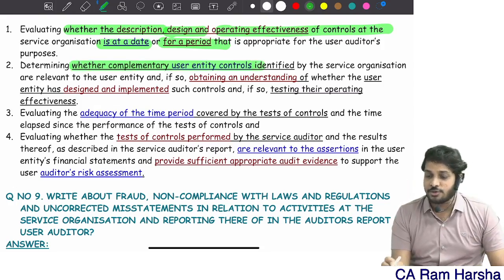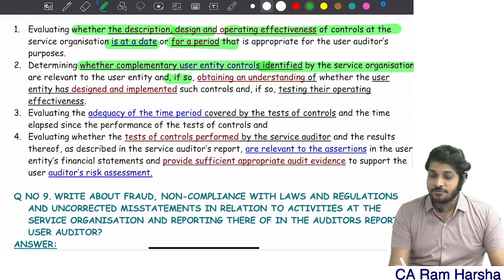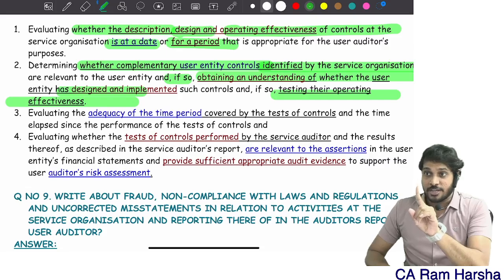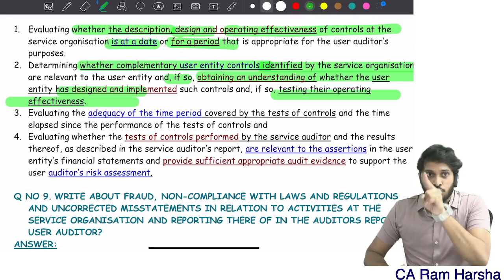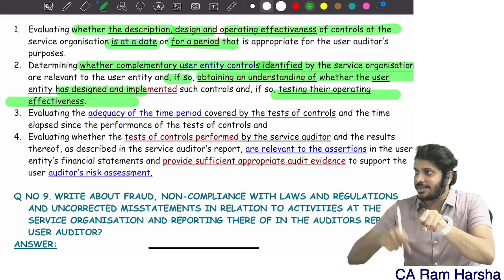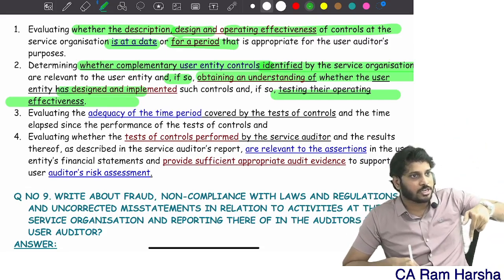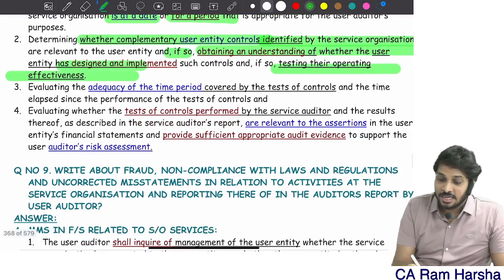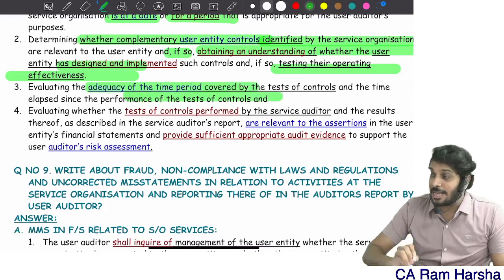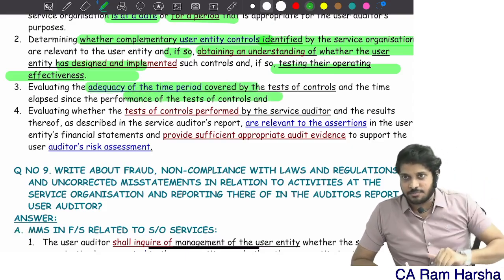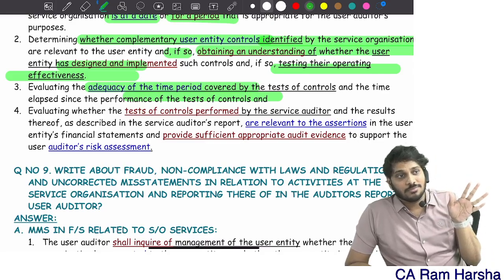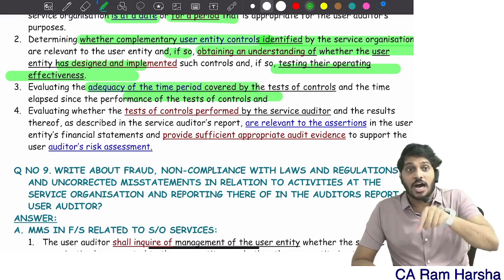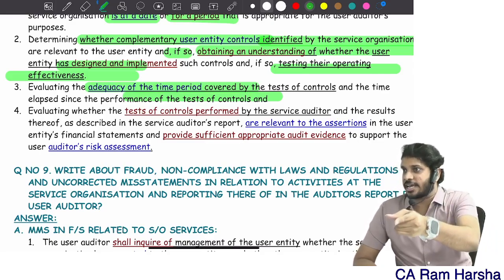Check whether complementary user entity controls are identified. If so, get an understanding of these controls and test whether they are operating effectively, and you should test them directly. Why? These controls are implemented in the organization you are auditing, the user entity. They are not implemented by the service organization. And look at the adequacy of the time period elapsed. Suppose the company already tested; when they tested last time, you see. If the time gap is not okay, ask management to test again or you test again.